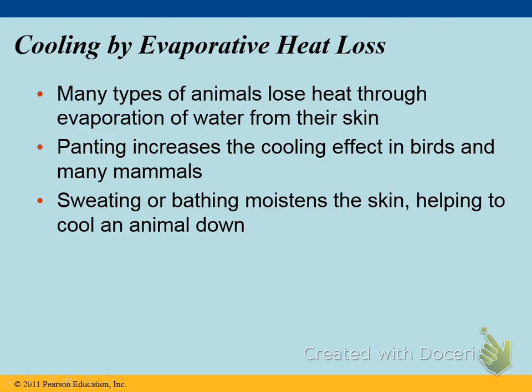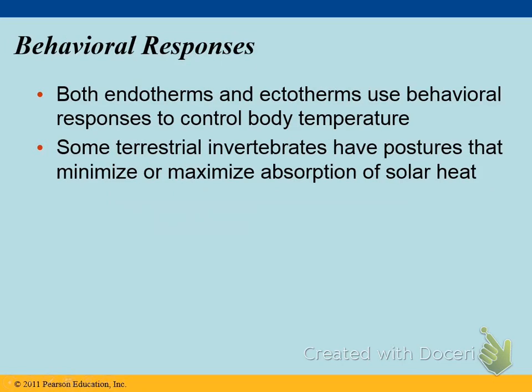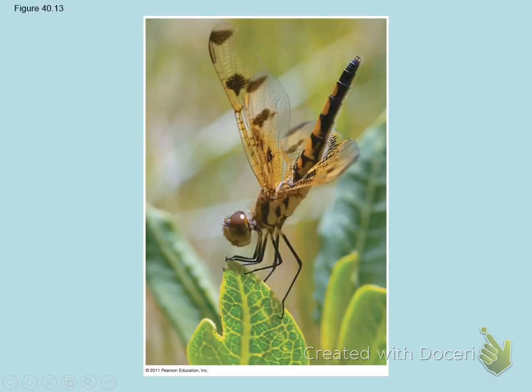Many types of animals lose heat through evaporation of water from their skin. Panting increases their cooling effect in birds and many mammals. Sweating or bathing moistens the skin and helps to cool an animal down. Both endotherms and ectotherms use behavioral responses to control body temperature. Some terrestrial invertebrates have postures that minimize or maximize absorption of solar heat, like this bug right here.